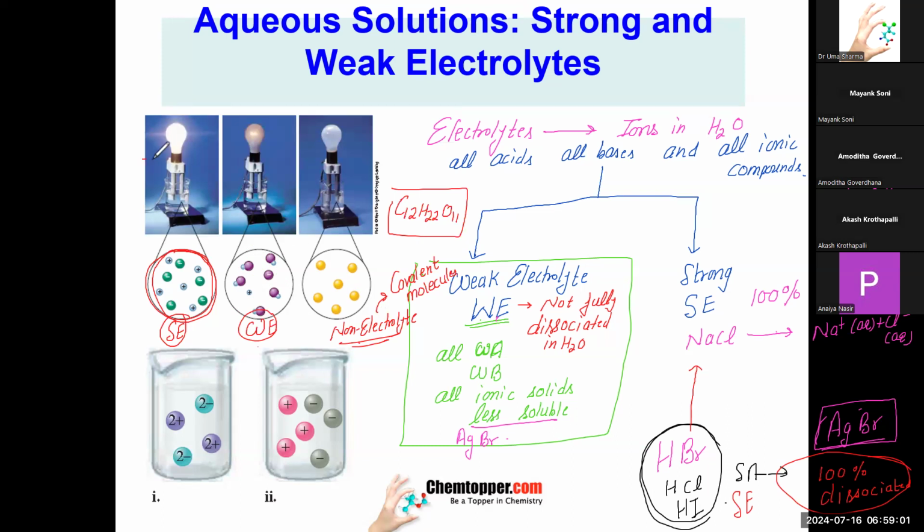Can you check now on the top what is happening? A strong electrolyte is very strong conductor of electricity. A weak electrolyte, slightly. The bulb is still glowing. And a non-electrolyte is a non-conductor of electricity. Why is it so, Amodita? What is the reason? I think I told you this when I was telling you about the ionic solids and all these things. For conducting electricity, what is needed?